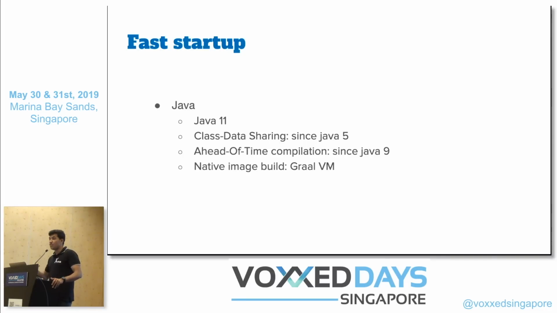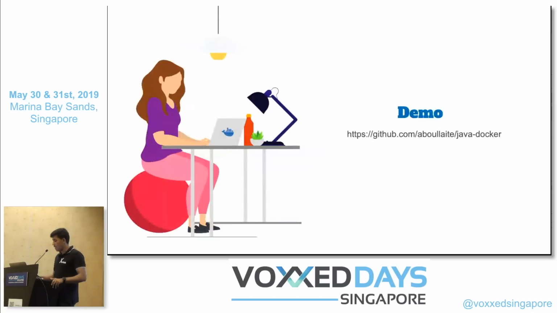And the easiest way to benefit from all this effort is to start using Java 11, as it has by far the fastest startup compared to Java 8 and Java 9. Other techniques also help to reduce the startup time, like class data sharing, ahead-of-time compilation, and a cool project from Oracle Labs called GraalVM. And let's actually see that in action.